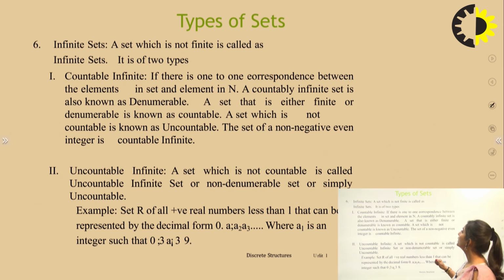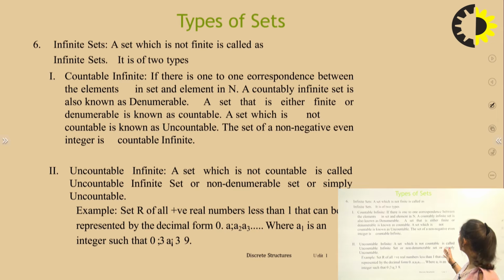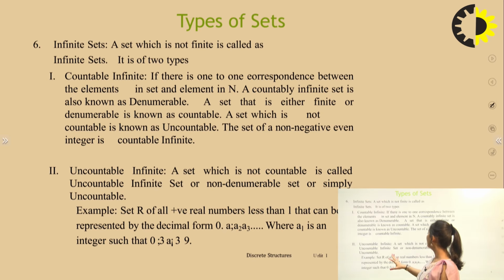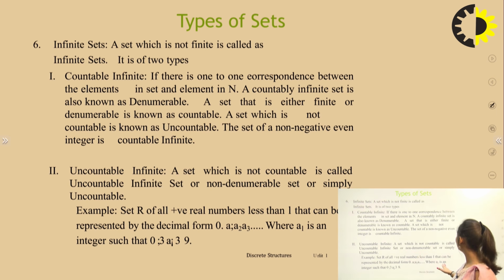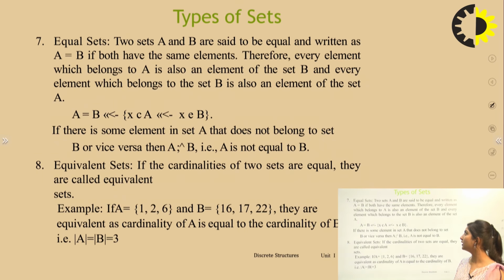Infinite set. In an infinite set, there are an infinite number of elements. Countable infinite means there is a one-to-one correspondence between the elements in the set and the natural numbers. A countably infinite set is also known as denumerable. Uncountable infinite means a set which is not countable is called an uncountable infinite set or non-denumerable set, or simply uncountable. Example: the set R of all positive real numbers less than 1 that can be represented by the decimal form 0. In that case, it is an uncountable infinite set.